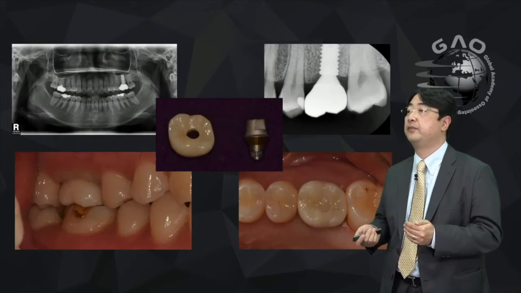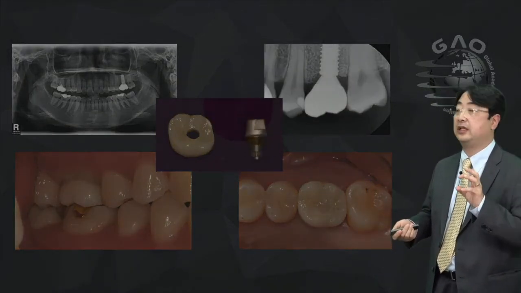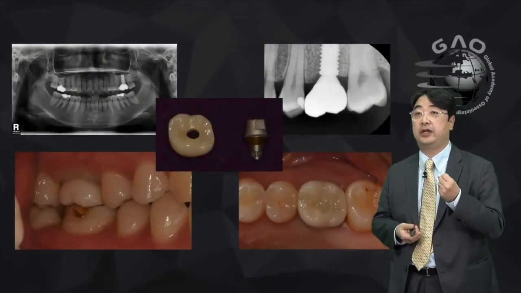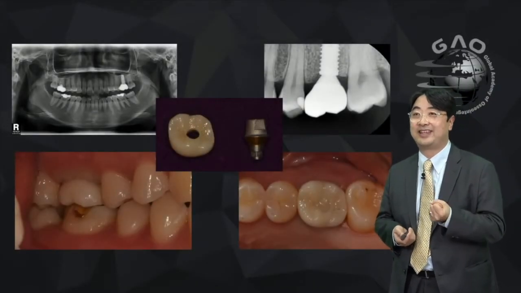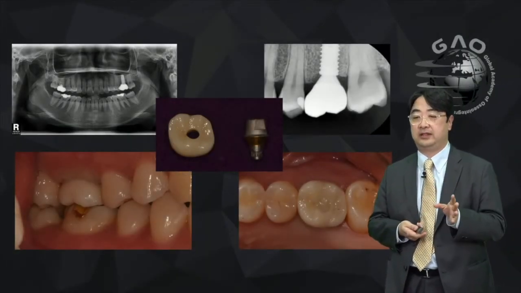Okay, so here is the prefabricated abutment. I didn't touch it; I only sandblasted the abutment area for better cementation. And there's the monolithic zirconia crown we made. Okay, this is what we did.